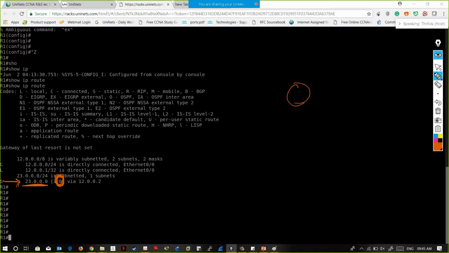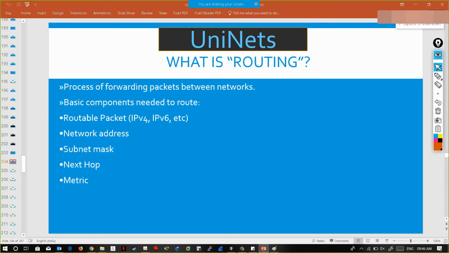If you are having multiple routes to the same destination, to the 23 network, now my router has routes through all these interfaces to reach the 23 network, right? Now every route will have one specific metric value. That is again dependent on the routing protocols, right? So based on this value, it will decide which is the best path, and the complete data will be forwarded through that best path. That is the next hop metric.